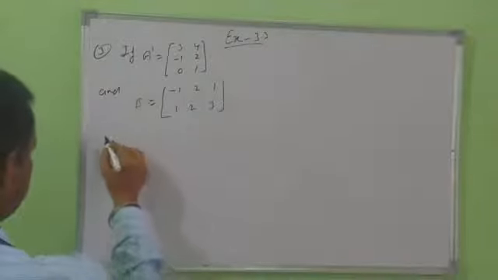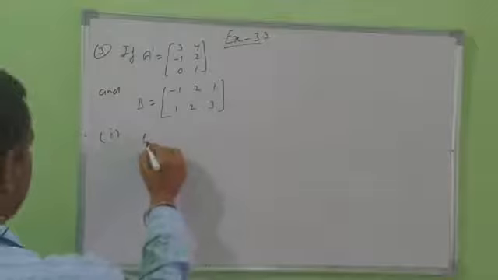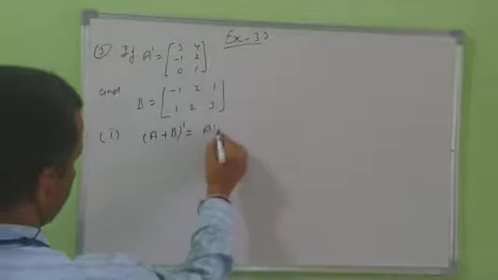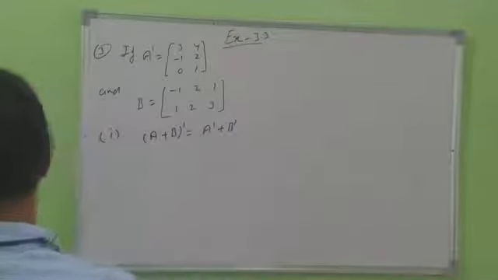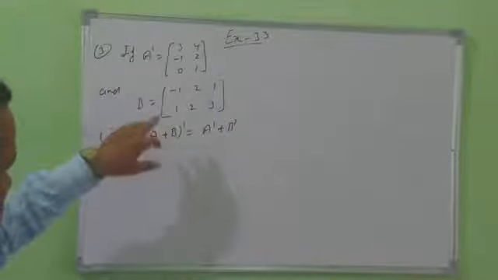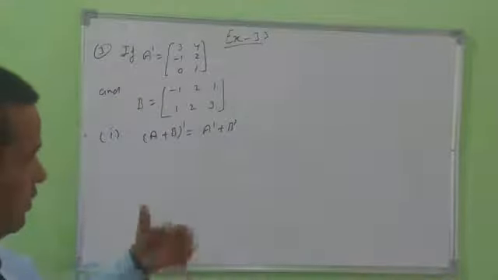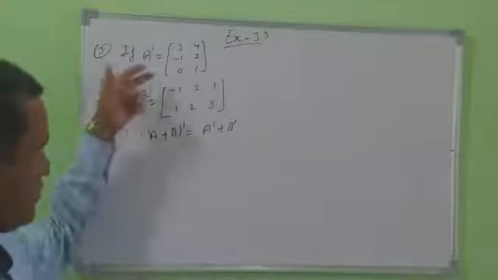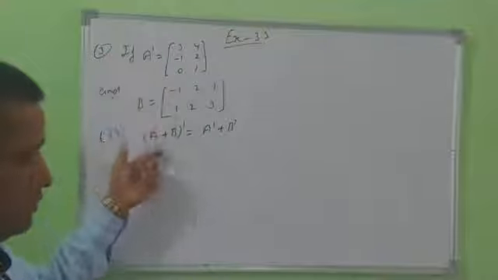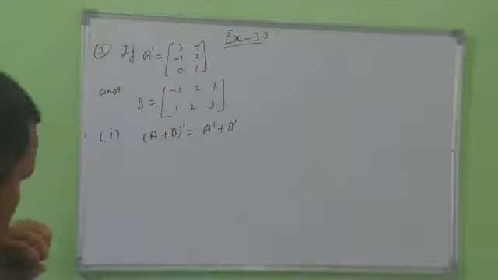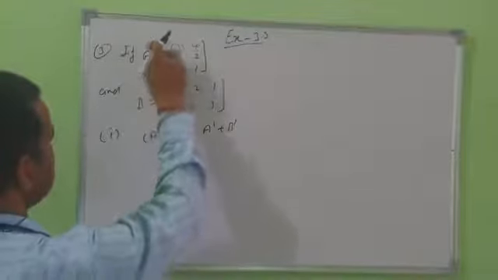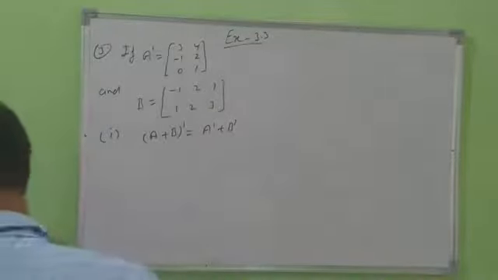Then verify that, in the first part, A plus B, the whole transpose, equals A transpose plus B transpose. Now check this question. So this is the equation. Suppose 2 matrices, 3 matrices, 4 matrices are given to you. How to verify this? Suppose 2 matrices are given, then verify with 2 matrices. Suppose 3 matrices are given, then also the property holds for 3 matrices. So first of all, you will find the A transpose. This is A transpose and this is the B transpose.